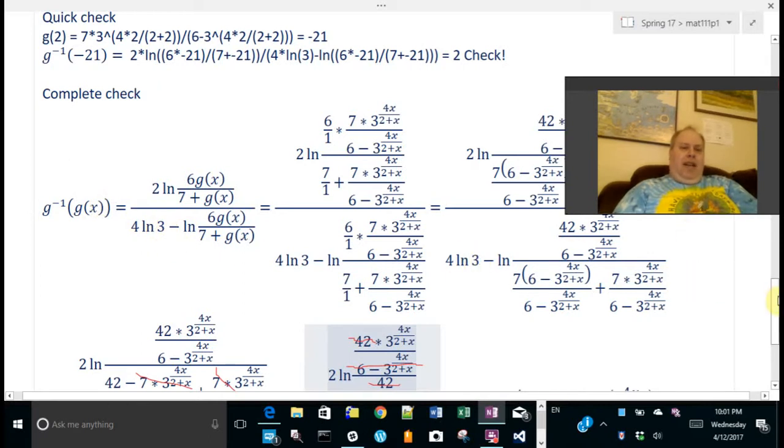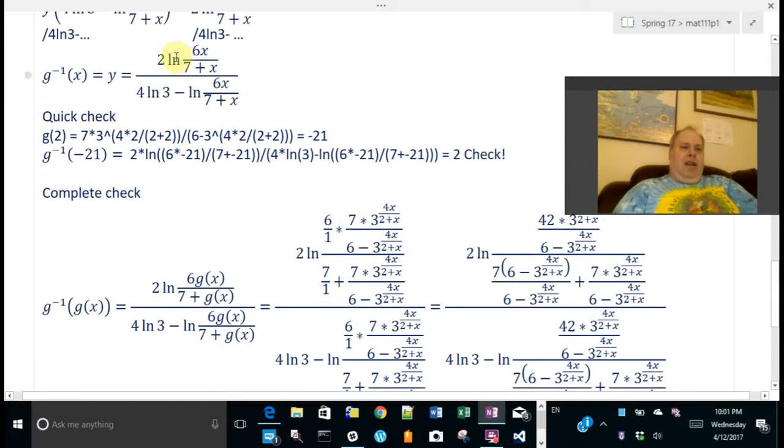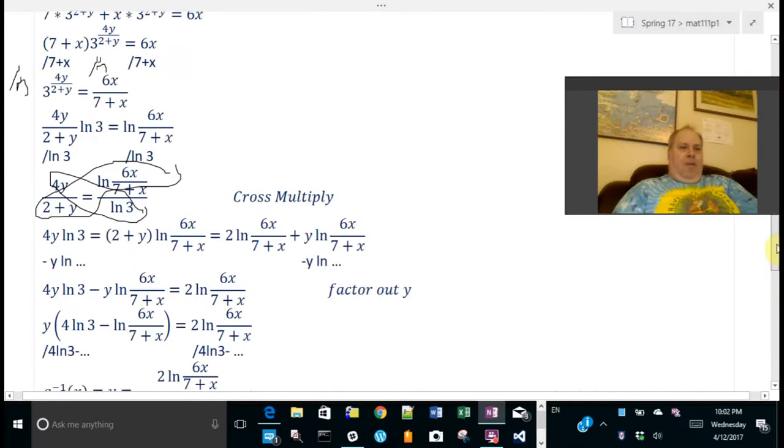Before, I did g of g-1 of x to create the function, so I have to do something different here. Now, g-1 of g of x: remember g-1 of x is this formula. So I take 2 times the ln of 6 times g of x over 7 plus g of x. Every x in here has to be replaced by g of x. And that's over 4 ln 3, no x there, minus ln of 6 times g of x over 7 plus g of x.